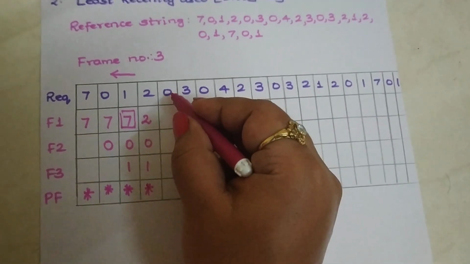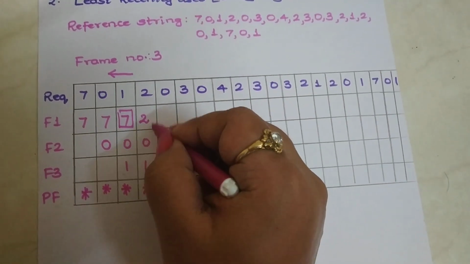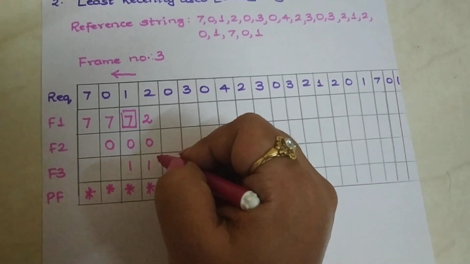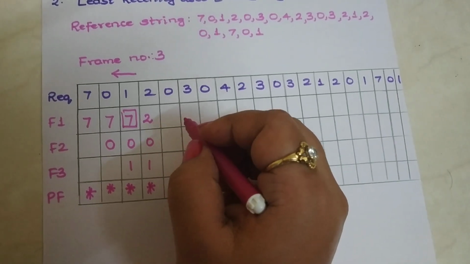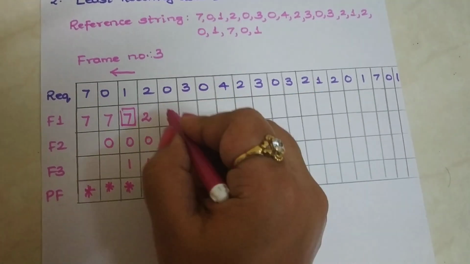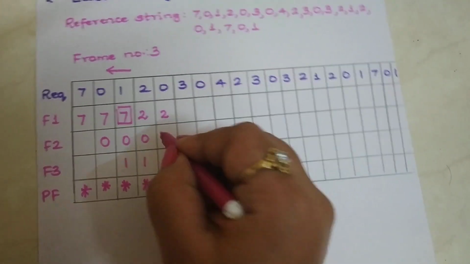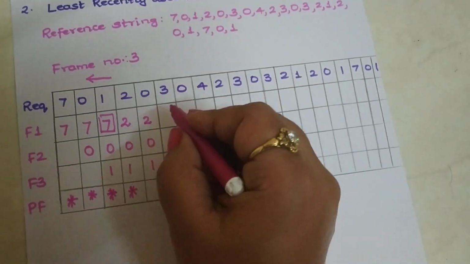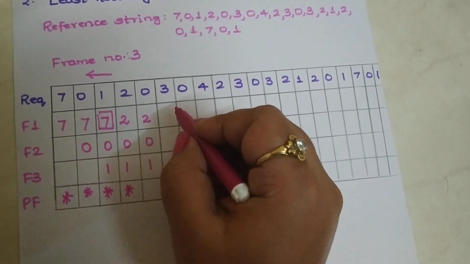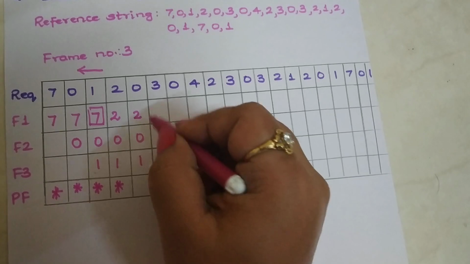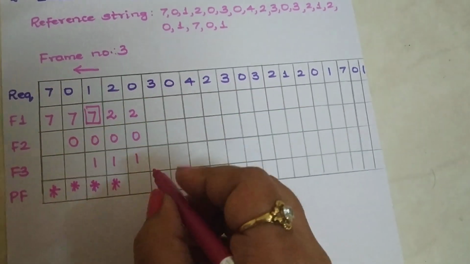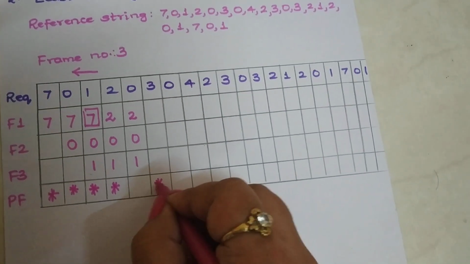Now just see, page number 0 comes. This 0 is already available in the frames. That means there is a hit, no page fault. So write the string as it is, 2, 0, 1. Then comes the request for page number 3. Is 3 in the frames? No. That means it is a page fault. So straight away write page fault.